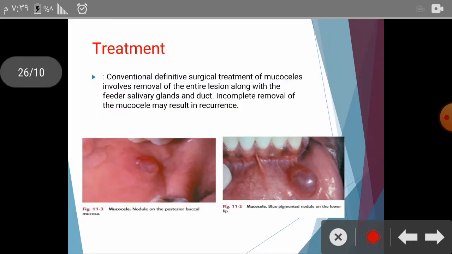The conventional definitive surgical treatment of mucocele involves removal of the entire lesion with the feeding salivary gland and duct, and incomplete removal will lead to recurrence. Like in this picture, we have a superficial mucocele lesion, blue in color.